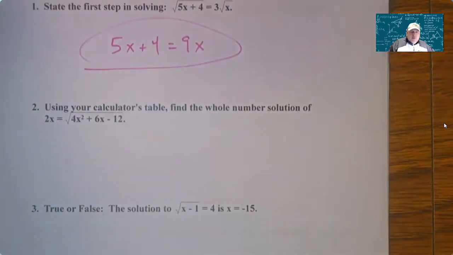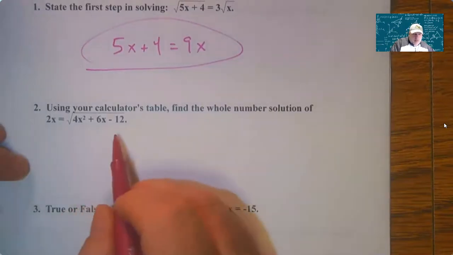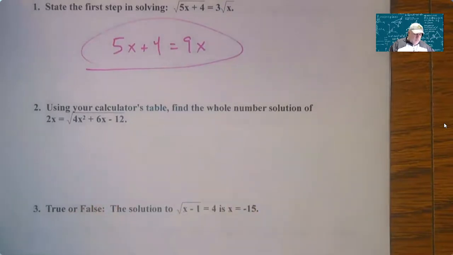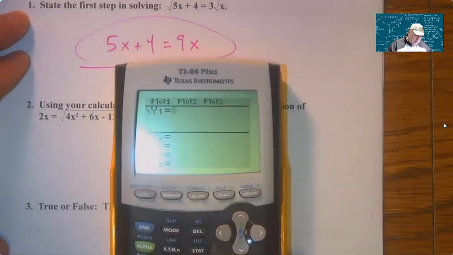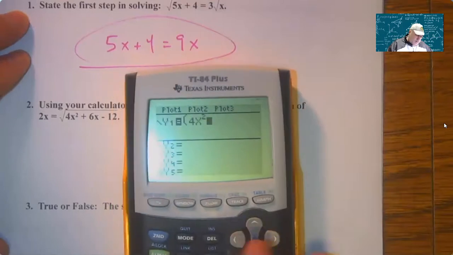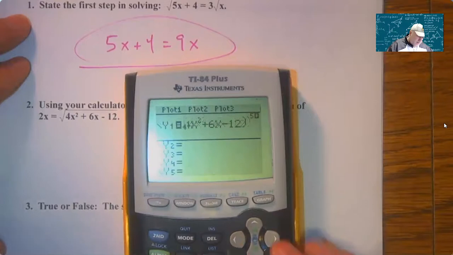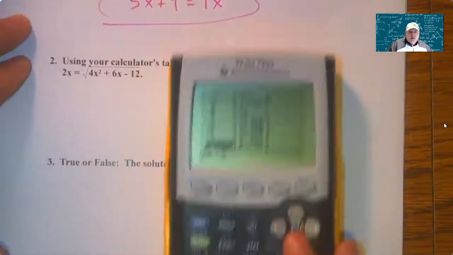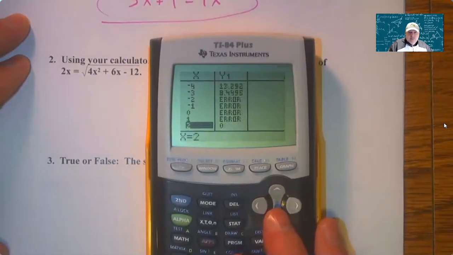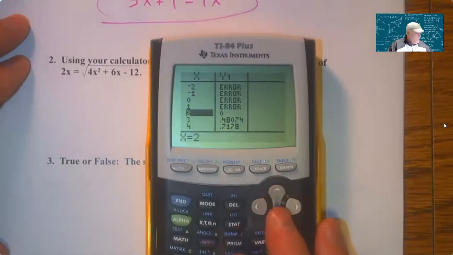Using your calculator's table, find the whole number solution of this. Just make sure you have it all on one side. So this to the 1/2 power minus the 2x. I'm going to show it in this video, but not my second video. So 4x squared plus 6x minus 12 to the 1/2 power minus 2x. We want to go onto the table and find the whole number, which means positive. Oh, there it is, 2, 0.